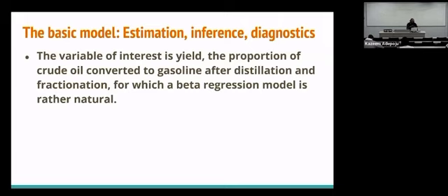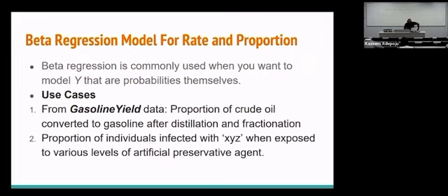So this is one of the examples here. The proportion of crude oil converted to gasoline after distillation and fractionation, for which I said a beta regression model is rather natural for that kind of phenomenon. So I said beta regression is commonly used when you want to model y that are probabilities themselves. Why are they probabilities? That is the range of the probability, 0 to 1, right? And I just talked about we're going to make use of the gasoline yield data as an example.